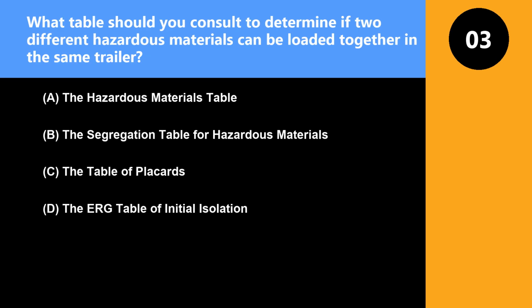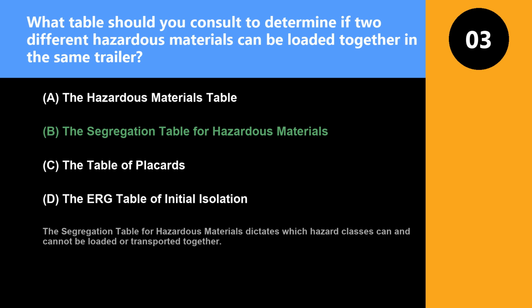Question 3. What table should you consult to determine if 2 different hazardous materials can be loaded together in the same trailer? Option A, the hazardous materials table. Option B, the segregation table for hazardous materials. Option C, the table of placards. Option D, the ERG table of initial isolation. The correct answer is option B, the segregation table for hazardous materials. The segregation table for hazardous materials dictates which hazard classes can and cannot be loaded or transported together.